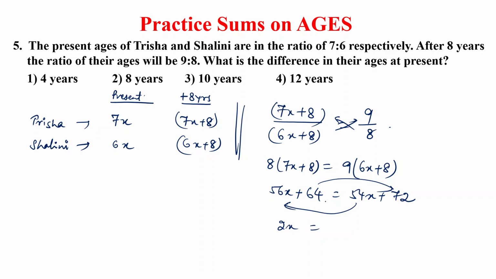72 minus 64 is going to be 8. That means the value of x is going to be 4, isn't it? The value of x is equal to 4.